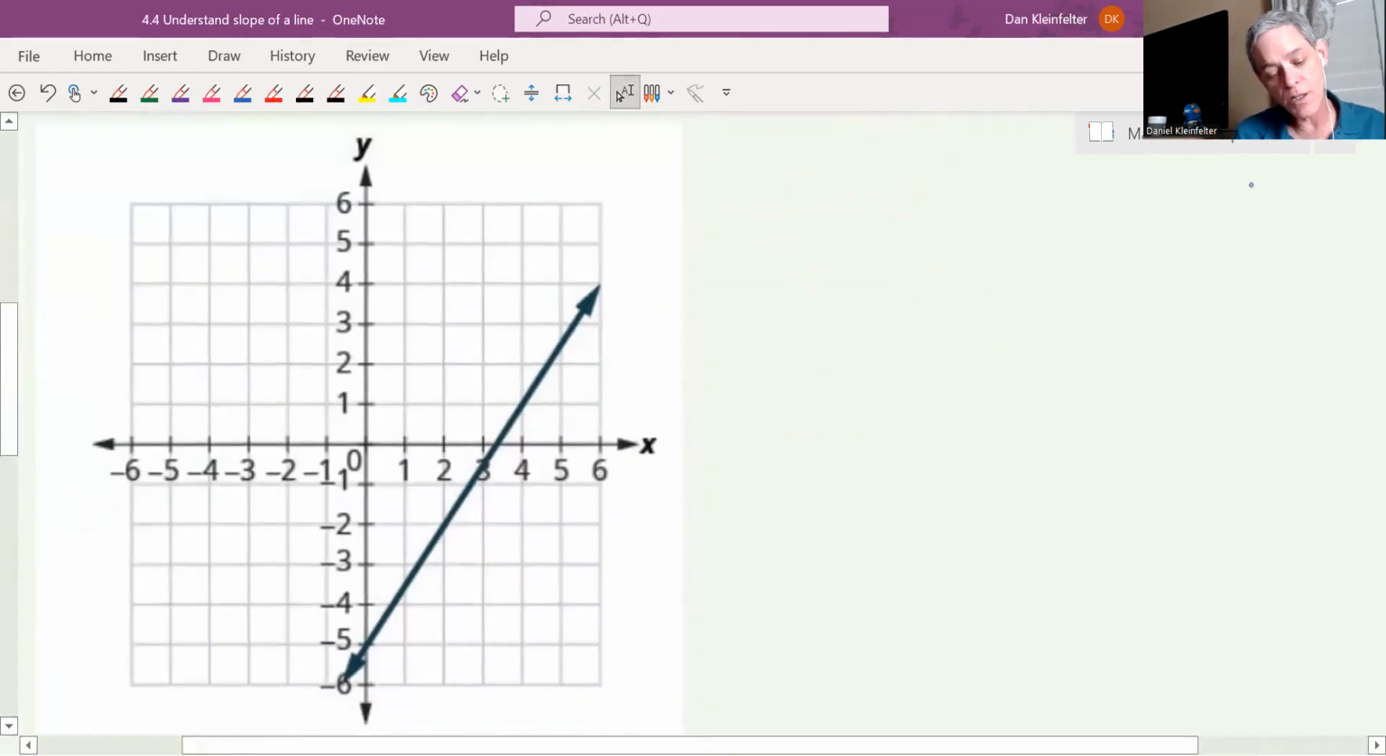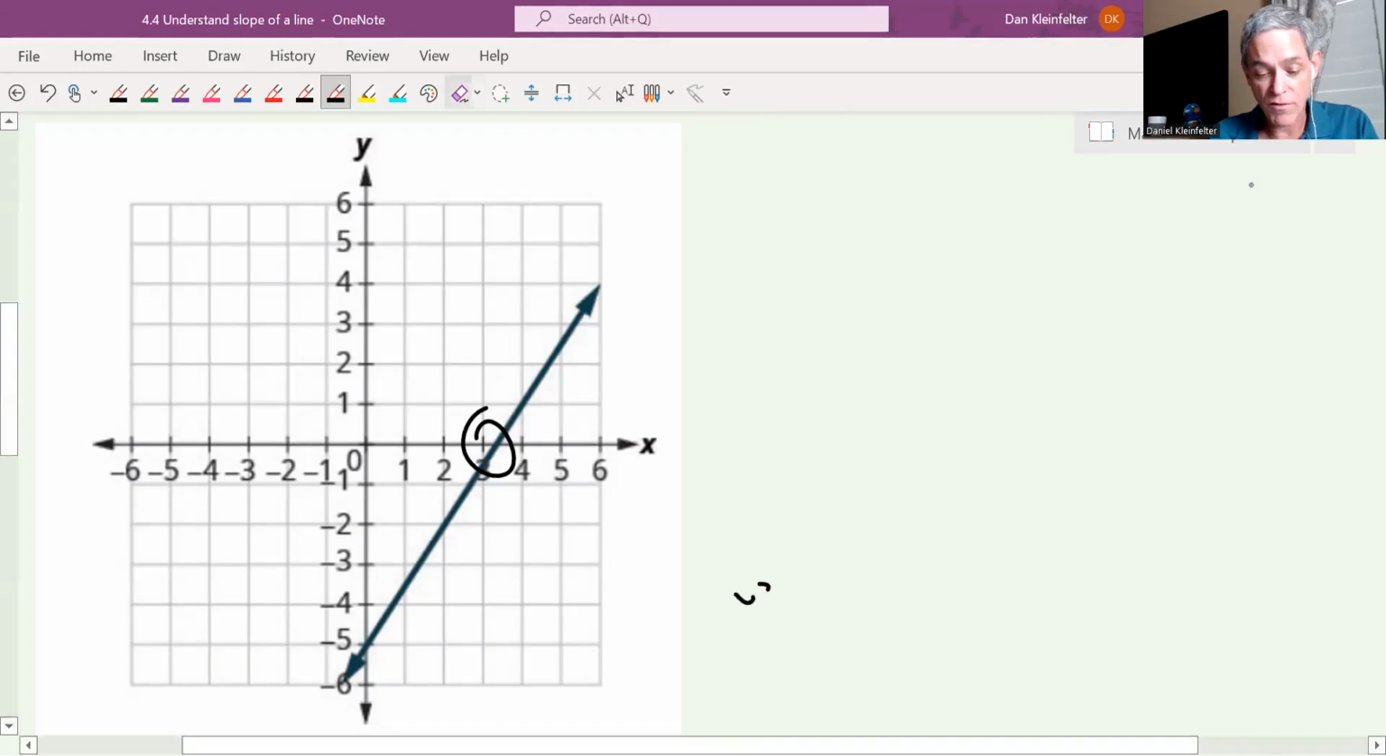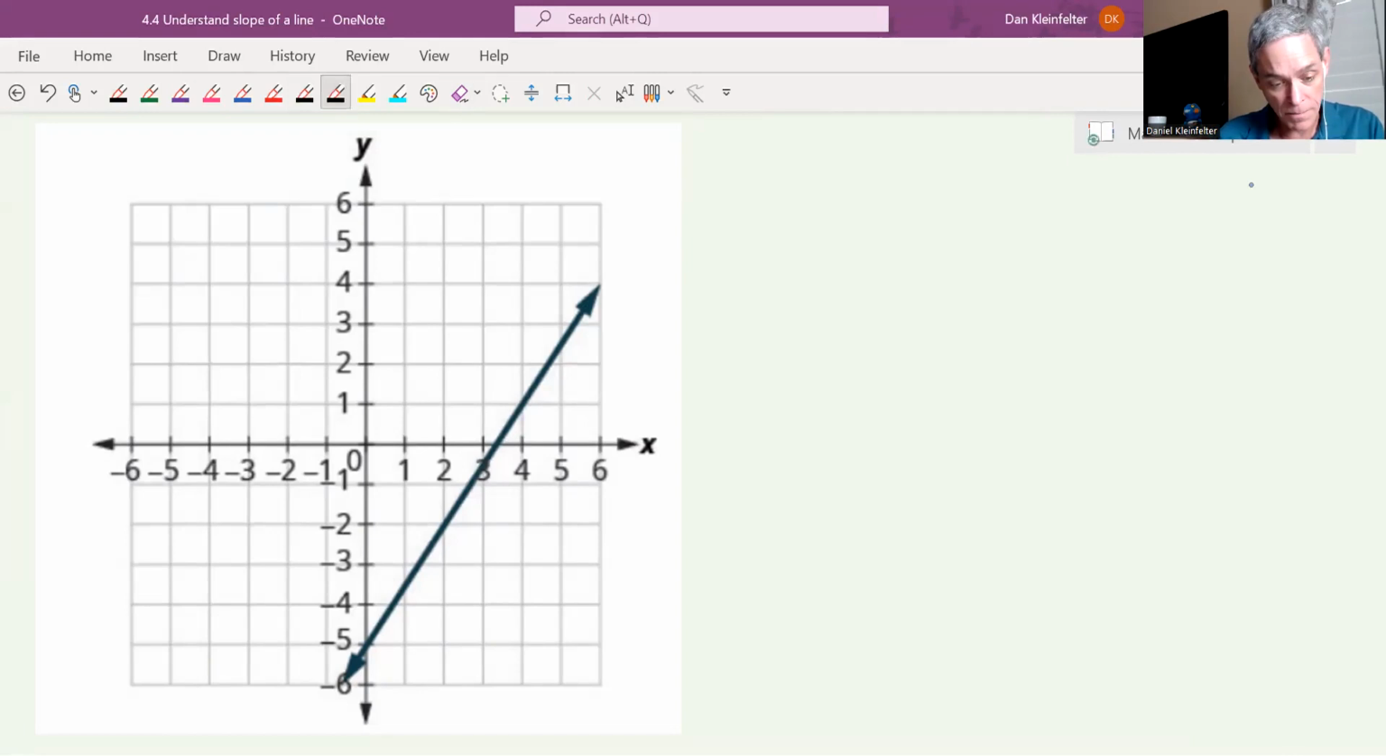So what I would do is try to find two points that are exactly on the intersection of two lines. So here, that point where it crosses the x-axis, it's between 3 and 4, but I can't tell exactly where. I'd be better off trying to pick one where it's really obvious that it's on a corner. Like maybe this point, it looks like 2, -2, and then maybe 0, -5.